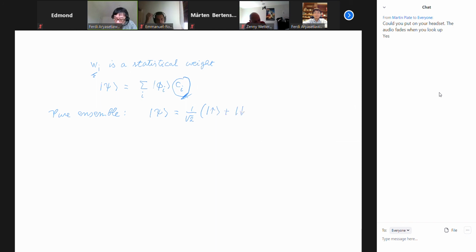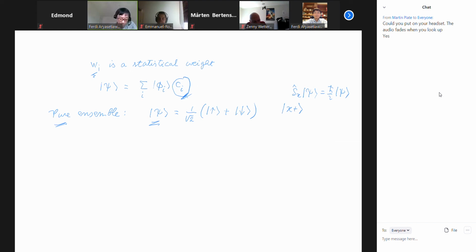Plus like this. As you might notice, this is just the spin up state in the x direction. Yes, so this is an eigenstate of the spin up of Sx, so that would give us the h bar over 2 psi. So this is a pure ensemble because all particles are in this state. That's the spin up state in the x direction.